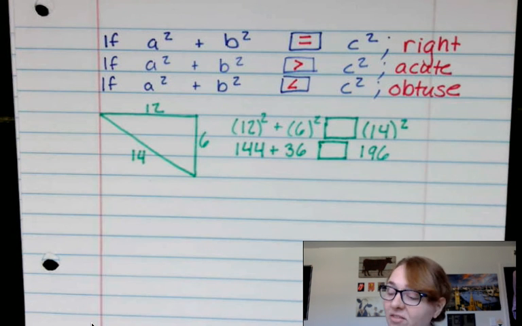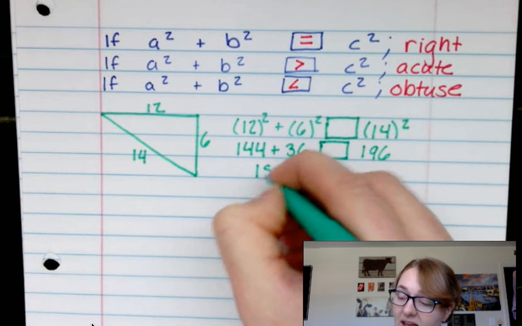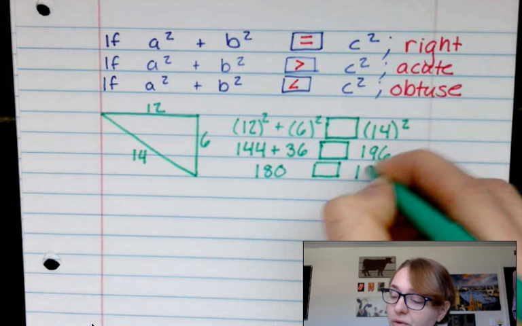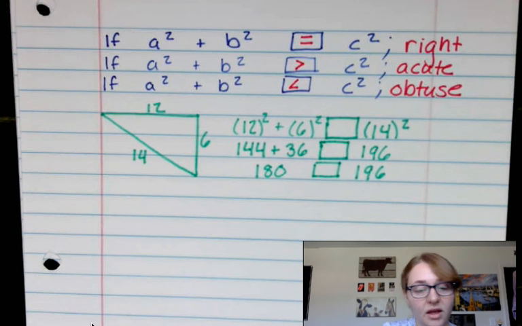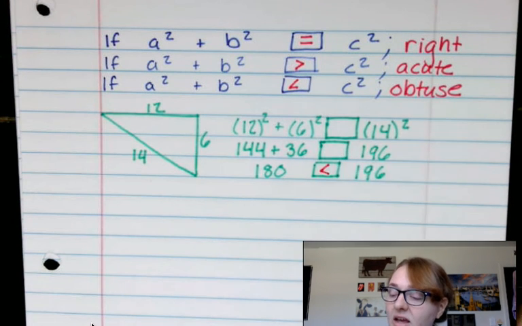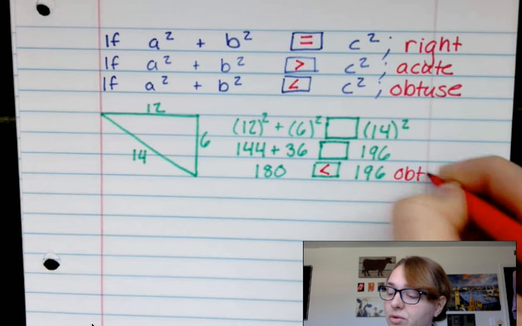Now we add everything together. 144 plus 36 gives us 180. And we're going to compare that finally to 196. And we can see that 180 is less than 196, making this an obtuse triangle.